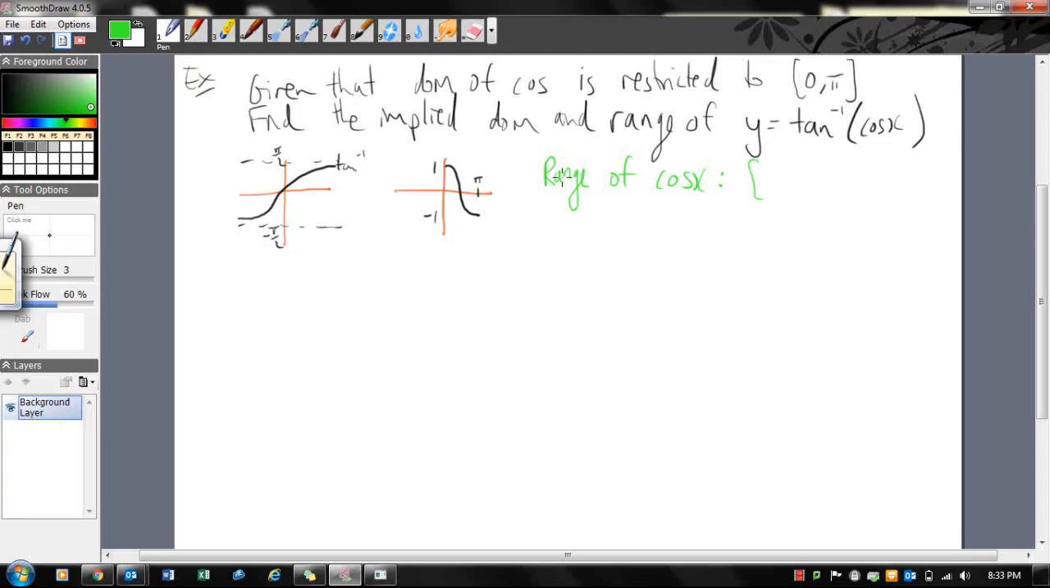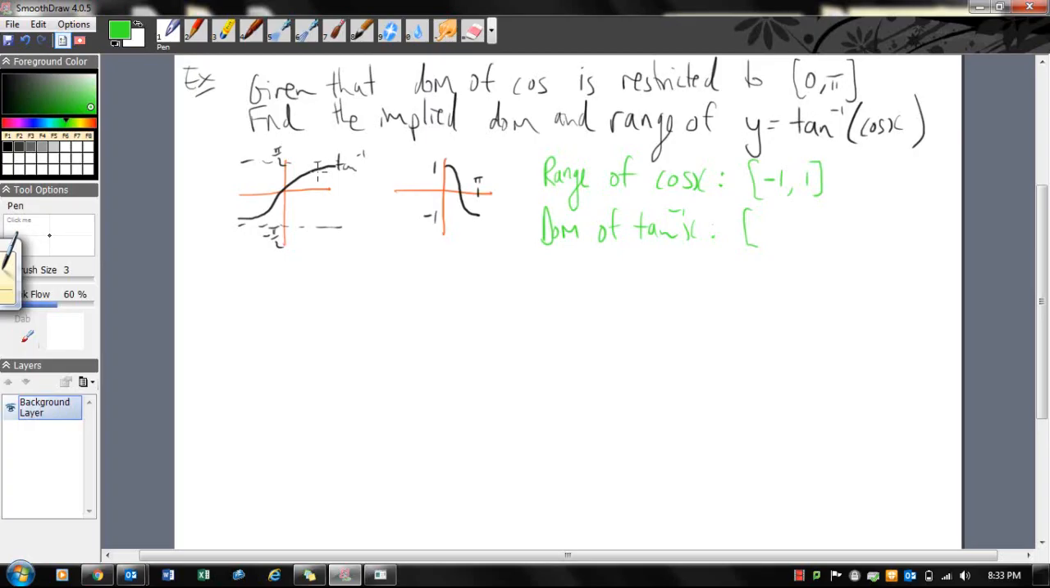What is that? So here's our graph of cos x. What are the range of values that we get here? Well, the range goes from 1 to negative 1. So there, that's our range right there. The range of cos x goes from 1 to negative 1. And then we need to intersect that with the domain of tan negative 1 x. So what's the domain of tan negative 1 x?